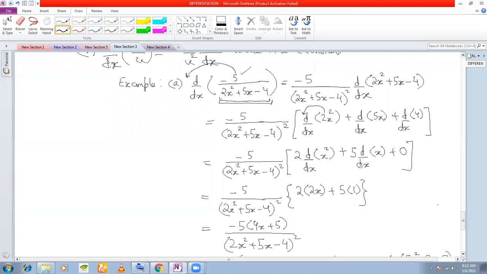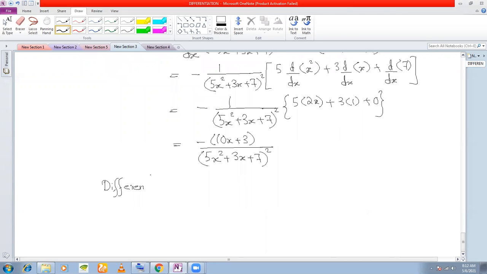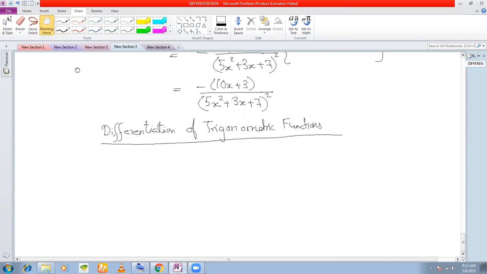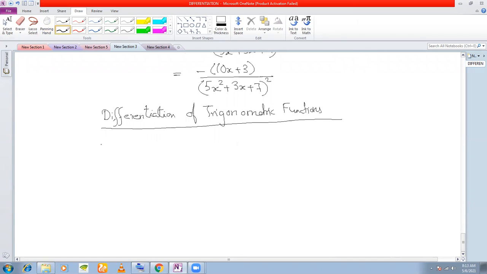Okay. Let us continue with the next topic, which is differentiation of trigonometric functions. We'll be using these rules, but some more formulas on trigonometric functions, and then we'll proceed to chain rules. Trigonometric functions. So what are the derivatives of trigonometric functions that we need to know at this stage?